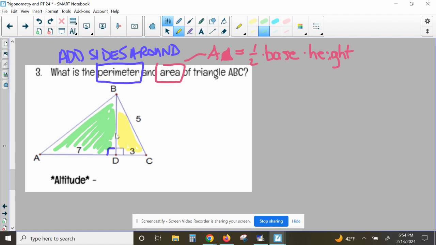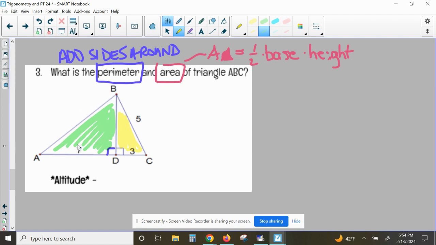Okay, so let's see what information we need. For perimeter, we do need all the sides. So if I start here and start going around the outside, I have this 5, so that's cool. I have this 3, and then I have this 7, and then I don't have this side over here. So I'm missing one of my sides to add up. So I will have to see if I have enough information in this green triangle to get me this side over here, this AB side.